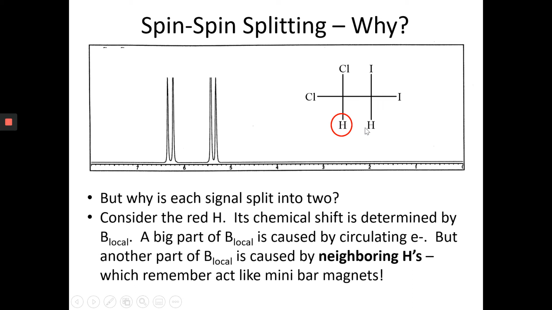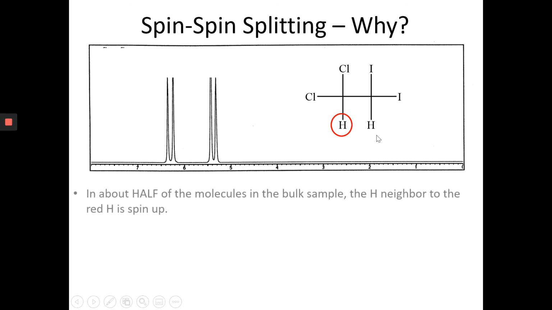You're feeling B local from electrons spinning around. And you're also feeling the effect of your buddy next door who's a little magnet. And remember, because your buddy next door is spin 1/2, he will either be spin up or spin down, right? If there was only one single molecule in your whole test tube, you would not see spin-spin splitting, right? You would just see one single peak here.